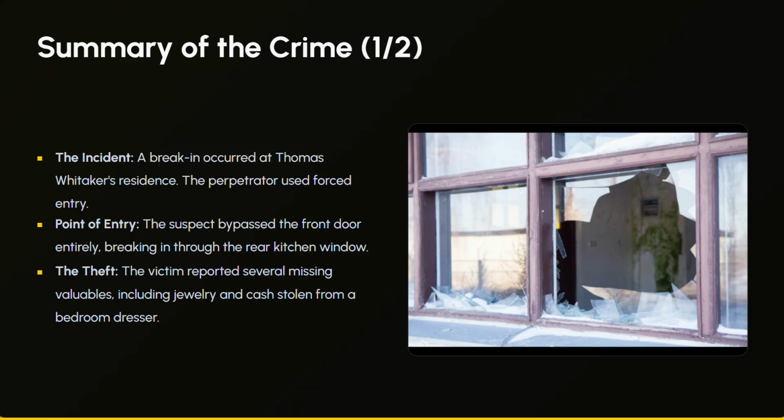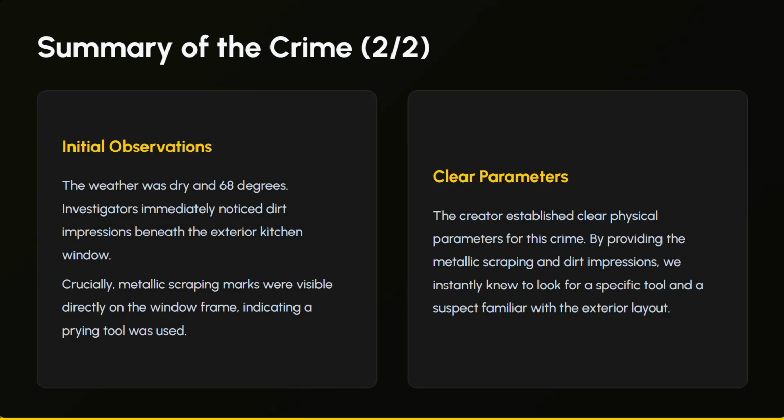The victim reported several missing valuable items, including jewelry and cash stolen from a bedroom dresser. Initial observations: the weather was dry and 68 degrees. Investigators immediately noticed dirt impressions beneath the exterior kitchen window. Crucially, metallic scraping marks were visible directly on the window frame, indicating a prying tool was used. The creator established clear physical parameters for his crime. By providing the metallic scrapes and dirt impressions, we instantly knew to look for a specific tool and a suspect familiar with the exterior layout.